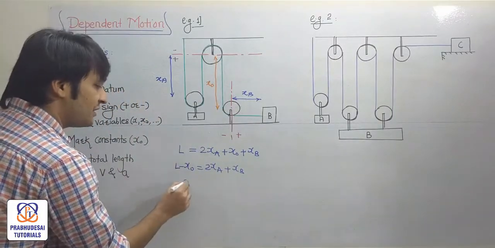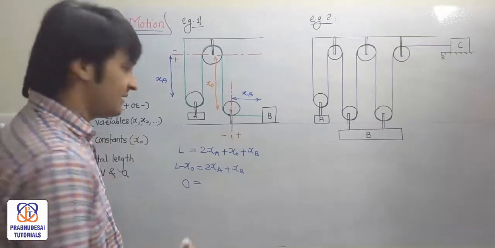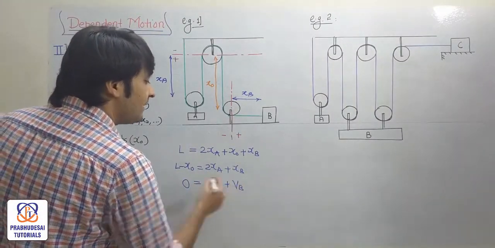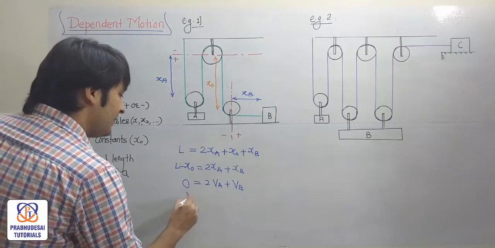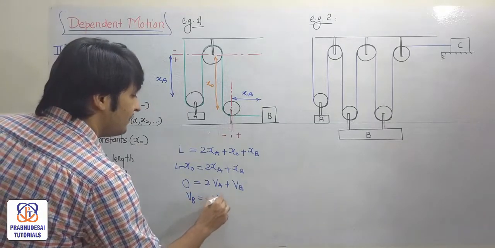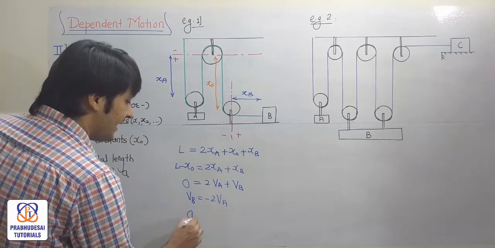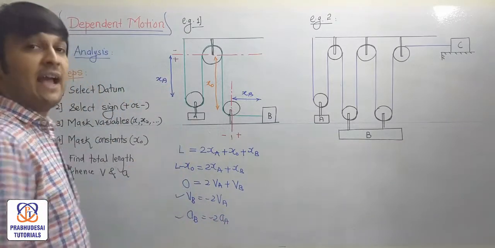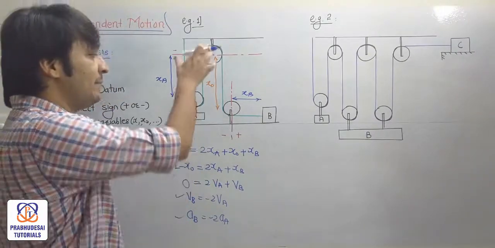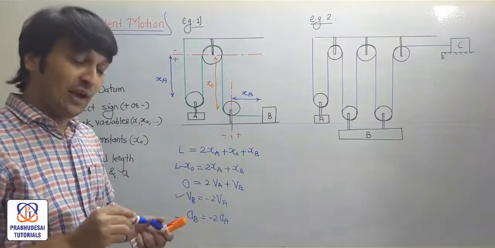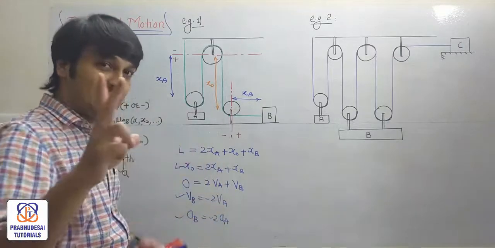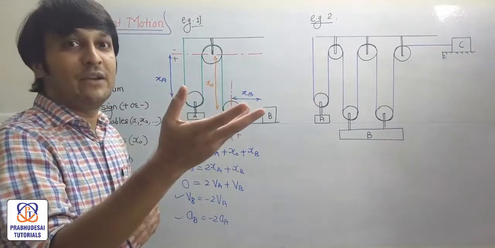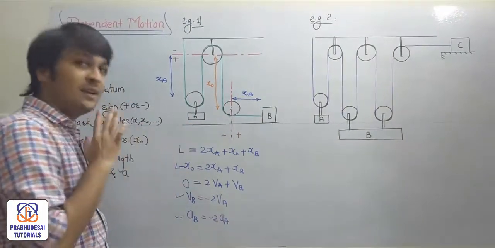I will take derivative. What is derivative of constant? 0, because the lengths are constants. Derivative of this is 2VA. And derivative of this is VB. Correct or not? So what is VB? VB is equal to minus 2VA. If you take one more derivative, AB is equal to minus 2AA, and these are velocity and acceleration relations based on what? Analysis. And now check, if VA is 2 meter per second, then VB will be minus 4. That means opposite to the given direction. Got it? Similarly for acceleration.